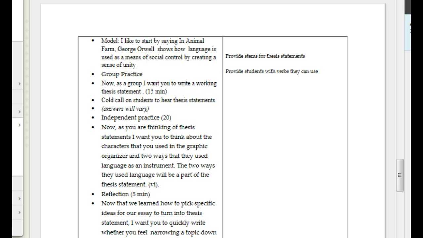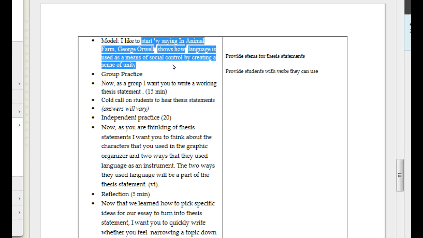Okay, here's my hang up with that. You have written the perfect thesis statement. I don't know what it is that your kids would be doing other than copying yours and trying to find a couple synonyms for it. But you wrote the perfect thesis statement for them. And it's interesting because after you tell them that you want them to write a working thesis statement, that's when you move on to say, I want you to think about the characters from the graphic organizer and the way that they use language, and that's going to be a part of your thesis statement. So you're actually providing instruction for how to write their thesis statement after you've asked them to write it and after you've written a perfect one.